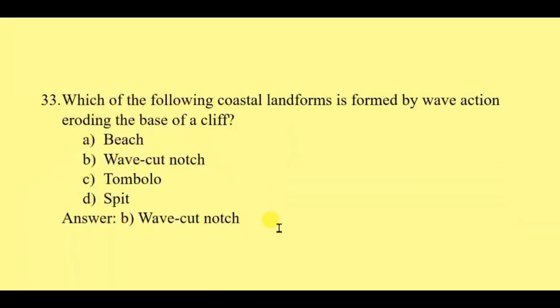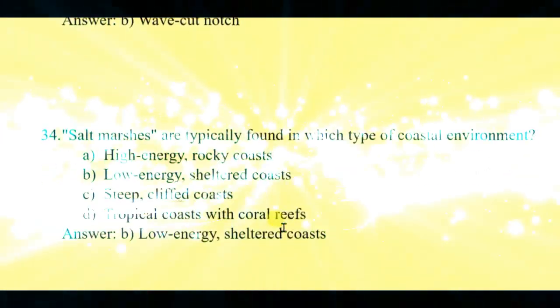Question 33. Which of the following coastal landforms is formed by wave action eroding the base of a cliff? Beach, wave cut notch, tombolo, spit. Here the correct answer will be wave cut notch.